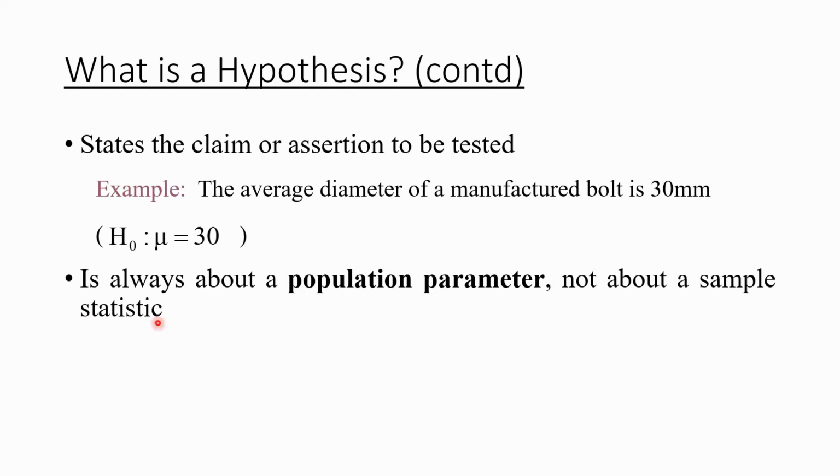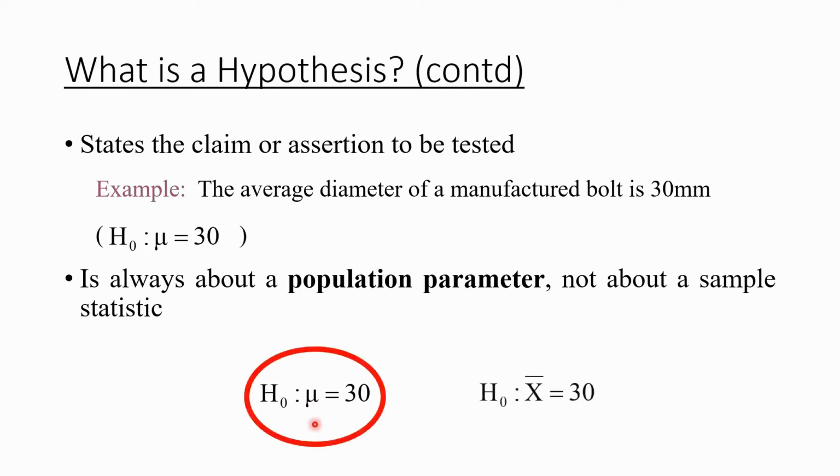I have used this H0 here. Don't think about it right now. In the next slide, I will explain it. But what is important is this mu. Mu is population mean. So what we are talking about is the population parameter and not the sample statistic. x bar is your sample mean. That is not what we are talking about under hypothesis.